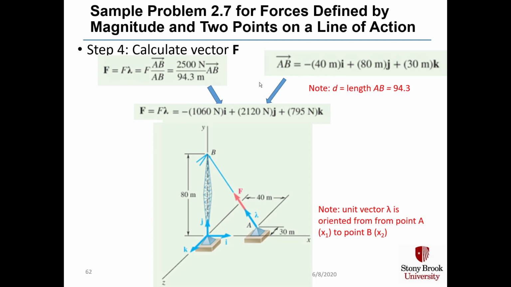We also know that vector F is the magnitude of force F times lambda, and substituting for lambda, vector F is equal to the magnitude of F times vector AB divided by length AB, which is 2,500 newtons divided by 94.3 times vector AB, where vector AB is shown here on the right. And when we do the math, we find that vector F is equal to minus 1060 newtons in i plus 2120 newtons in j plus 795 newtons in k.